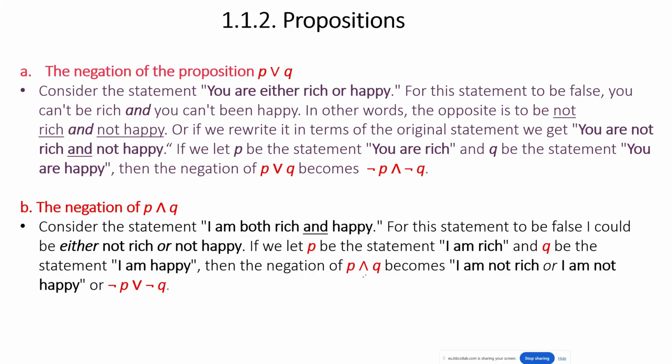And with the or, remember, this can be true, this can be true, and this can be both of them. I can be not rich and not happy, but maybe I can also be rich and not happy, or I can be not rich but happy. So the idea is the following: if we negate an or, it becomes an and, and if we negate an and, it becomes an or.